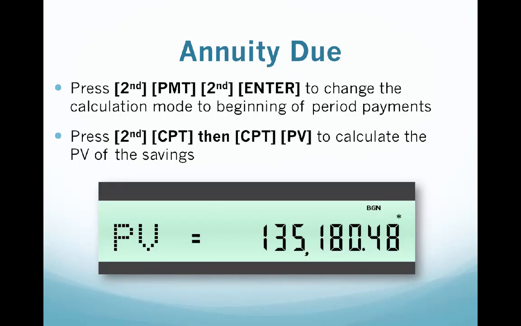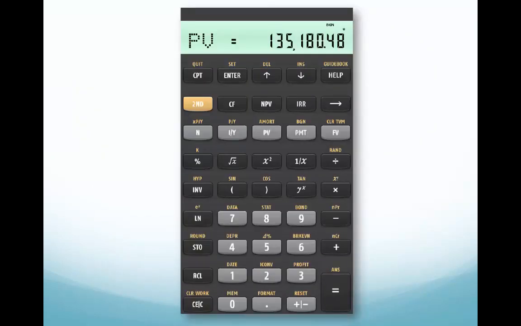Now let's calculate the same problem using an annuity due. Press second followed by PMT followed by second and enter to change your calculator mode to beginning of period payments. Now press second and CPT key and then the CPT key followed by the PV key to calculate the present value of the savings. You will get $135,180.48. Now you know how to solve the time value of money, future value of annuities, net present value, internal rate of return, and ordinary and annuity due problems using a financial calculator.